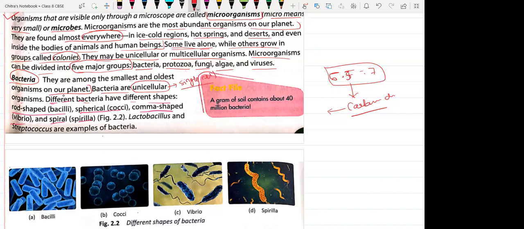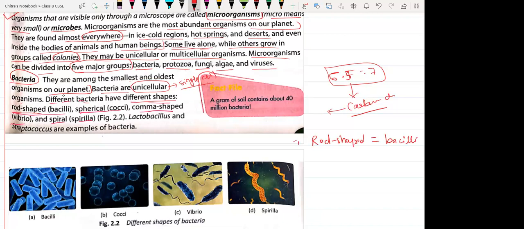Different bacteria have different shapes. So they may be rod shaped. If they are rod shaped, they are called as bacilli. So I'm writing here their name. If bacteria are rod shaped, they are called as bacilli, B-A-C-I-L-L-I.